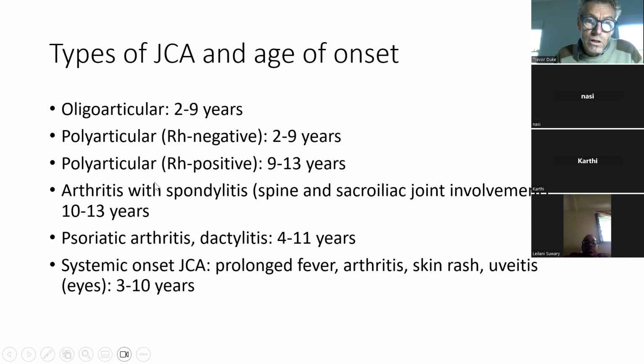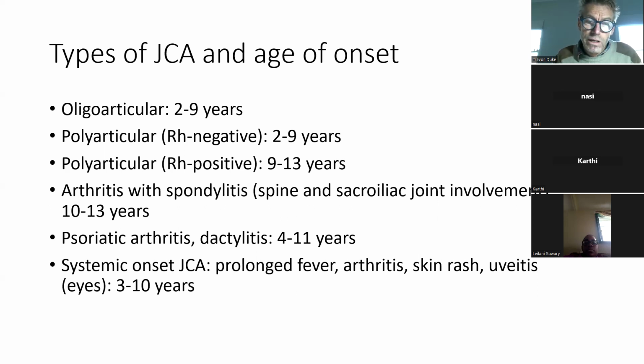There are a couple of types of polyarticular arthritis, and you can't always make the distinction between the two because sometimes you don't have rheumatoid factor. There is a form that occurs in younger children that's rheumatoid factor negative, and a form that occurs mostly in older children that's rheumatoid factor positive, and they behave a little differently. The form of polyarticular arthritis in adolescents looks a bit more like rheumatoid arthritis in adults, and the form in younger children looks a bit more like oligoarticular JCA in younger children.